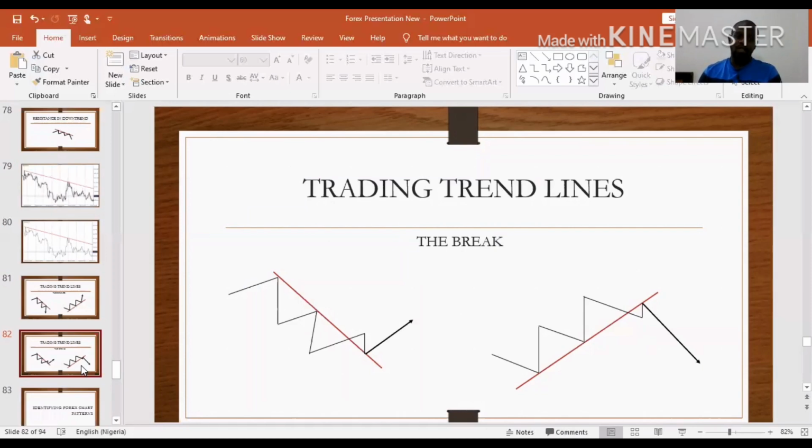Do not jump in. Be conservative. Always wait to see what price action tells you. Is the trend line holding? If it doesn't hold, if the trend line gets broken, fine. There's always an opportunity for you to go in.